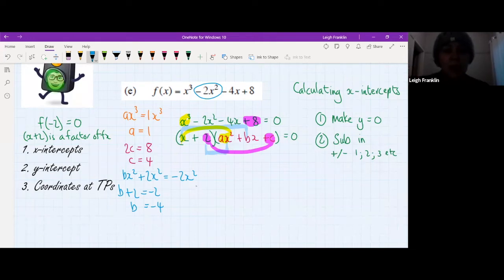Okay, so now I can go and fill these values in. So I've got x plus 2 times, a was 1, b is -4, and c is equal to 4 in this case.